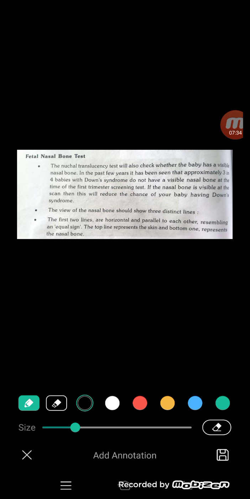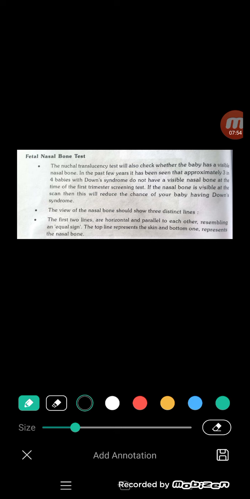The first 3 months is the first trimester. The second 3 months, from the third to the sixth month, is known as the second trimester. From the seventh month to the ninth month, up to delivery, is the third trimester. So the fetal nasal bone test is especially for determining whether the nasal bone is present or not in the third trimester.